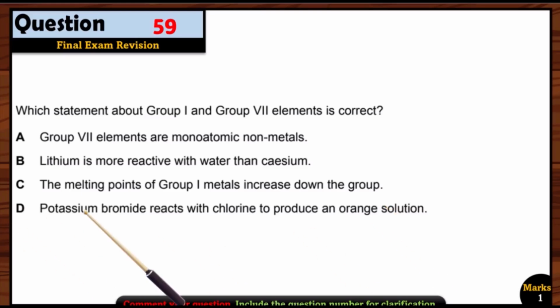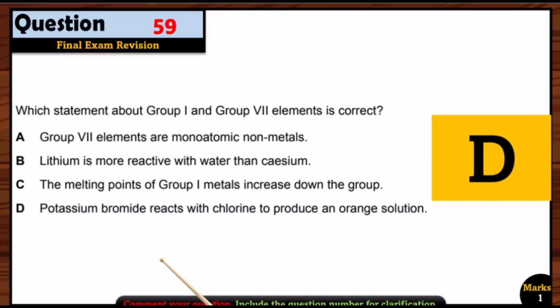Let's see now option D. We are just left with that one. Potassium bromide reacts with chlorine to produce an orange solution. Right, because when chlorine reacts with the bromide solution, bromine is released in the solution, and whenever bromine is in a liquid solution, it always gives an orange color. So that's why option D is the right option here. Bromine is actually a brown liquid, but in solution it gives an orange color.